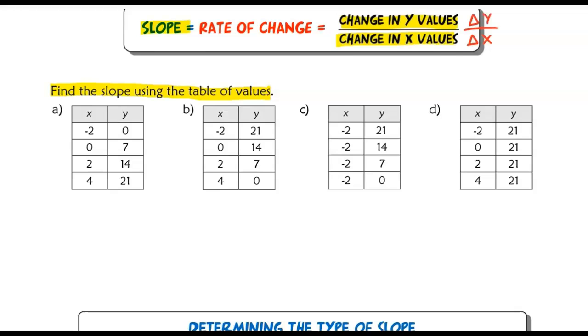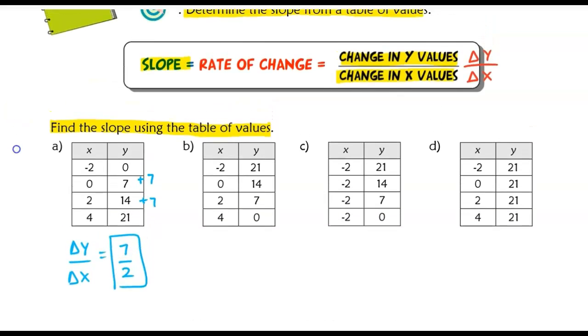So we're going to find the change in the y values. And in this case, the y values here in the first example are all increasing by 7. So the change in y is 7. And we're going to put that over the change in x. The change in x here, these are increasing by 2. So the slope here is 7 over 2.